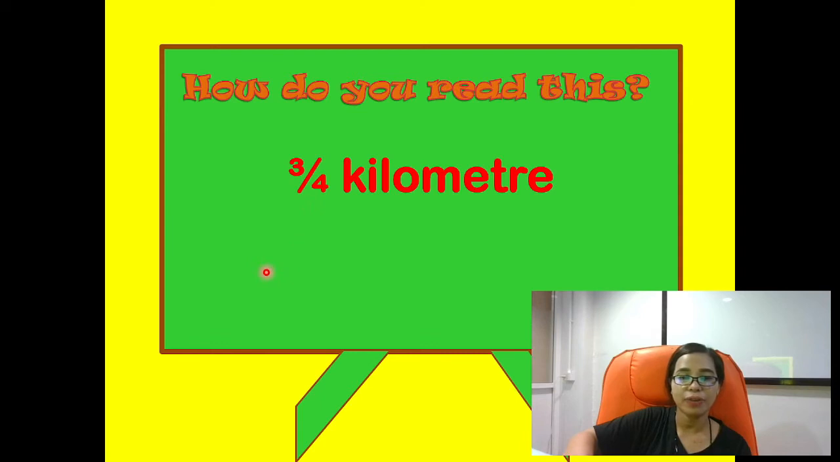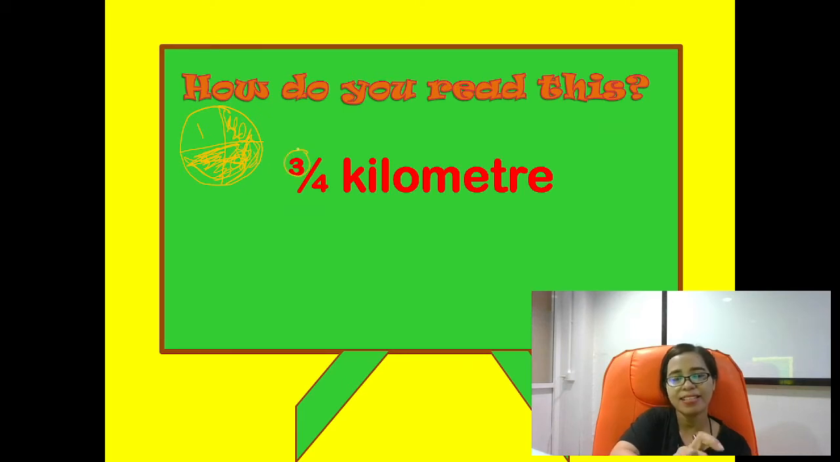Okay, so I already explained to you a while ago that these fractions have terms. So again, a pizza. Let's cut it into four. We have one, two, three, and four. So we need the 3/4. So we need only these 3 parts. Since it is 3/4, the term there is three quarters.